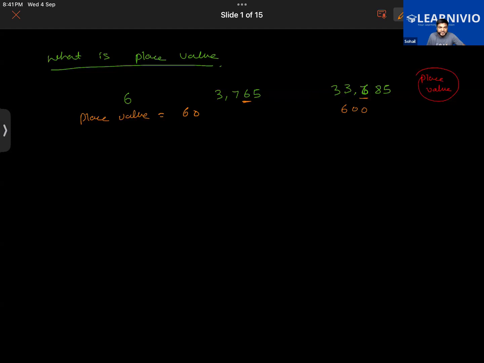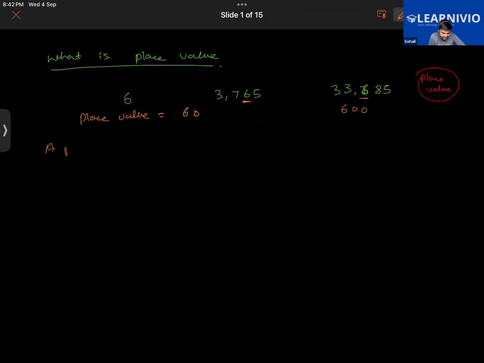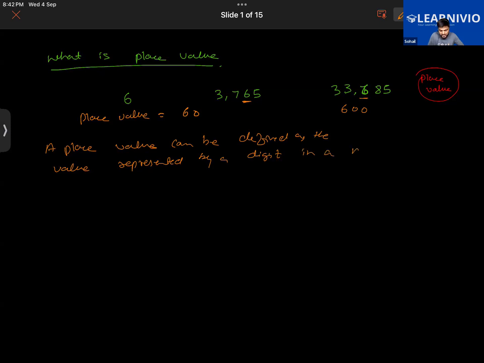So talking about the place value, in mathematics every digit in a number has some place value. We can define place value in the following manner: a place value can be defined as the value represented by a digit in a number on the basis of its position in the number.